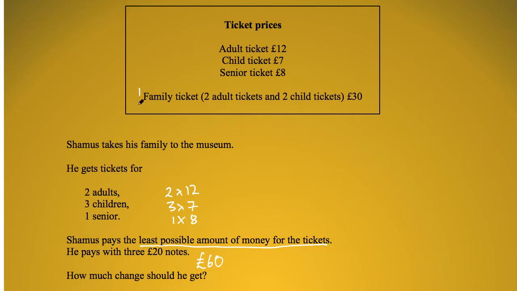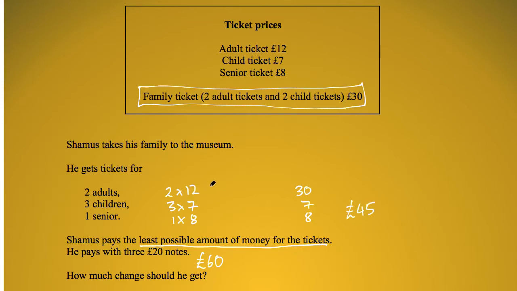But we have to take account of this thing here. They didn't just put that in there by accident. A family ticket is 2 adults and 2 child tickets. So that means that we can get a family ticket for £30, and then we'll need an extra child's ticket and an extra senior ticket. So that's 30 for the family. An extra child is 7, and an extra senior is 8. And we see which one's going to be the cheapest. Presumably it's just going to be this one. So that's 37 plus 8, that's £45 using that deal.